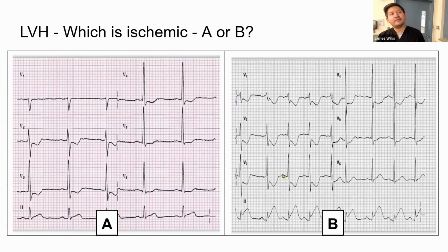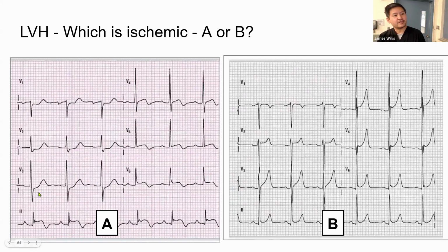What about here? This is also alarming for a posterior MI. This is almost equivalent to this, but this QRS complex is half the size of this one here. Again, this fits LVH in these leads, but this doesn't really fit LVH. You have tall R waves in V2, V3. Next EKG.